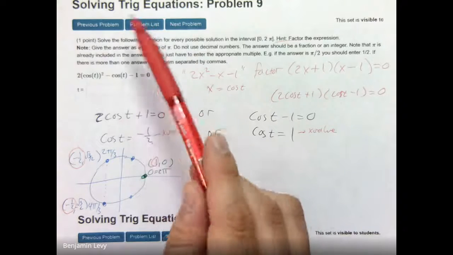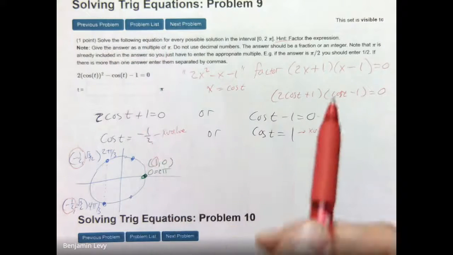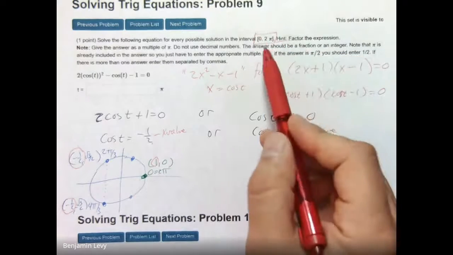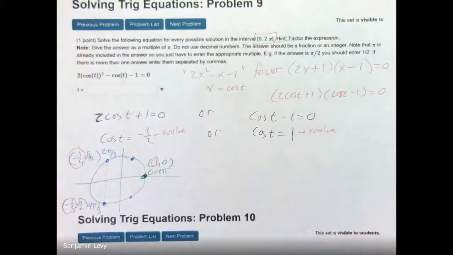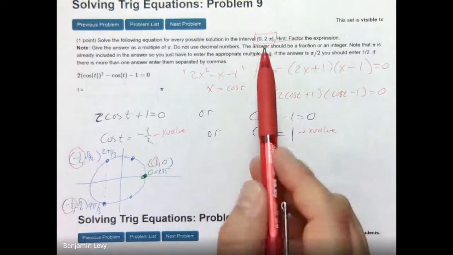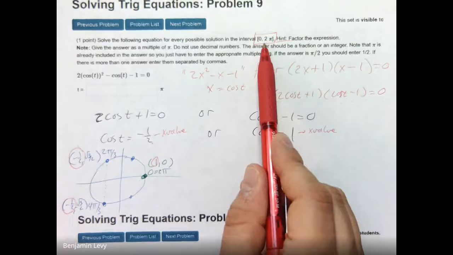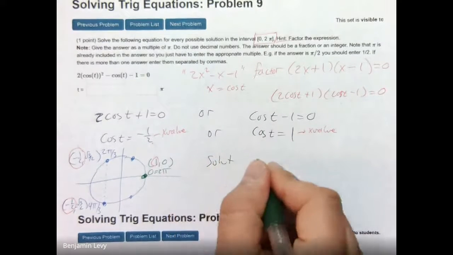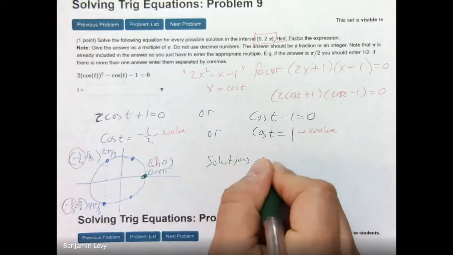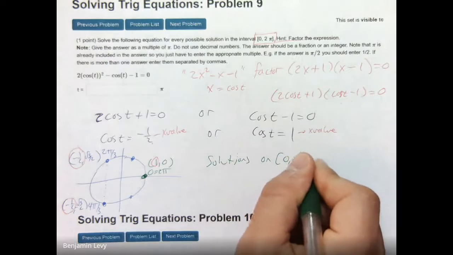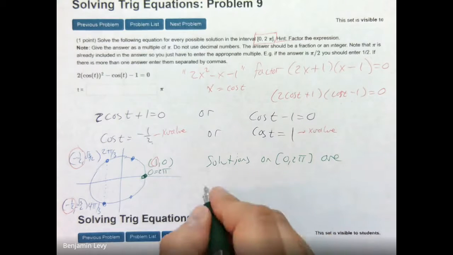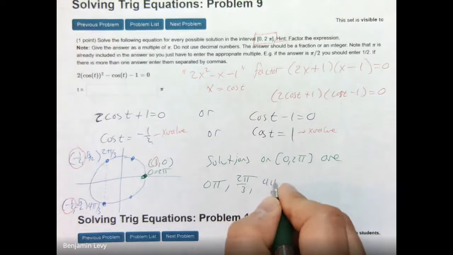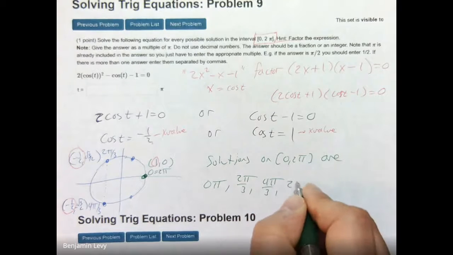So this specific question is saying, solve the equation for every possible value on the interval 0 to 2 pi. So it doesn't want us to do the plus 2 pi k thing or anything. It just wants us to list all the solutions between 0 and 2 pi. And so the solutions between 0 and 2 pi are 0, 2 pi over 3, 4 pi over 3, and 2 pi.